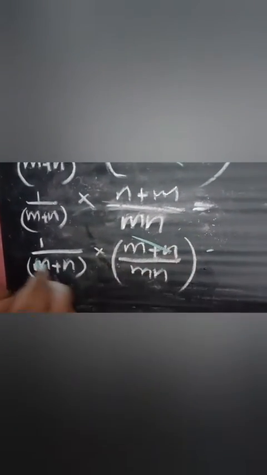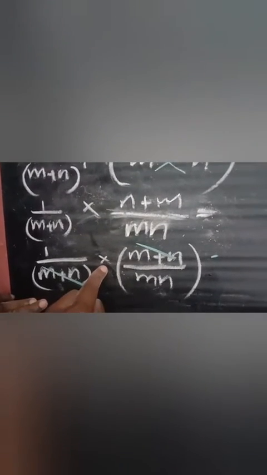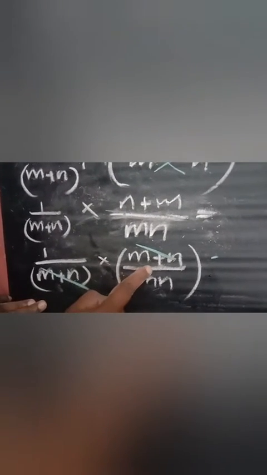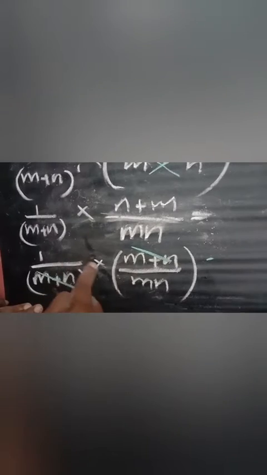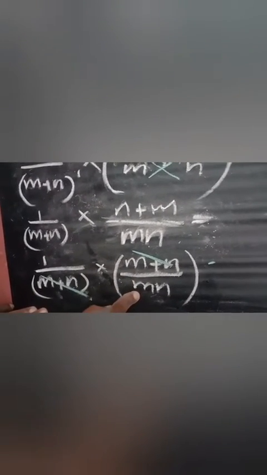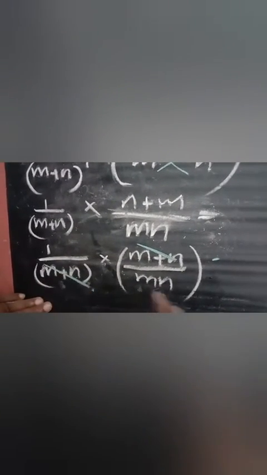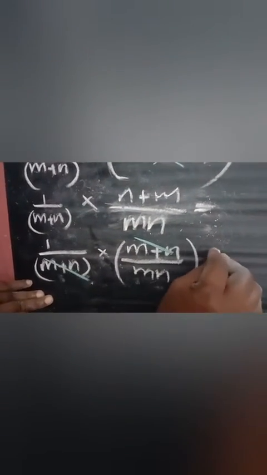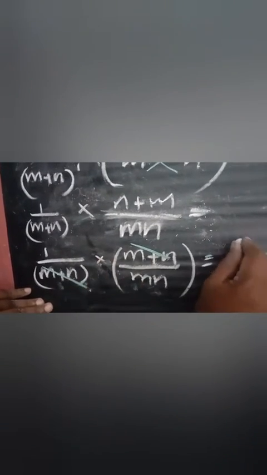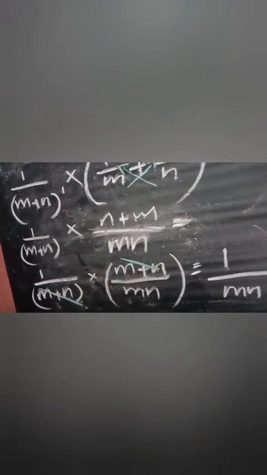We can cancel this m plus n and this m plus n, because here 1 into m plus n is m plus n, so it is m plus n by m plus n into mn. So this m plus n and this m plus n get cancelled. The remaining term is 1 into 1, divided by mn. 1 divided by mn.